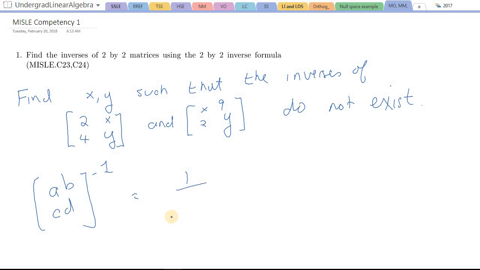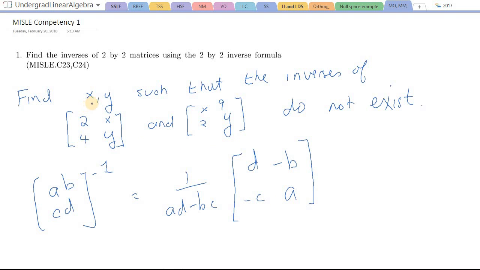It's equal to 1 over AD minus BC. It's called the determinant. You get that from this X pattern of the matrix. And then you exchange the diagonal entries, D exchanges with A, and you negate the off-diagonal entries like that.